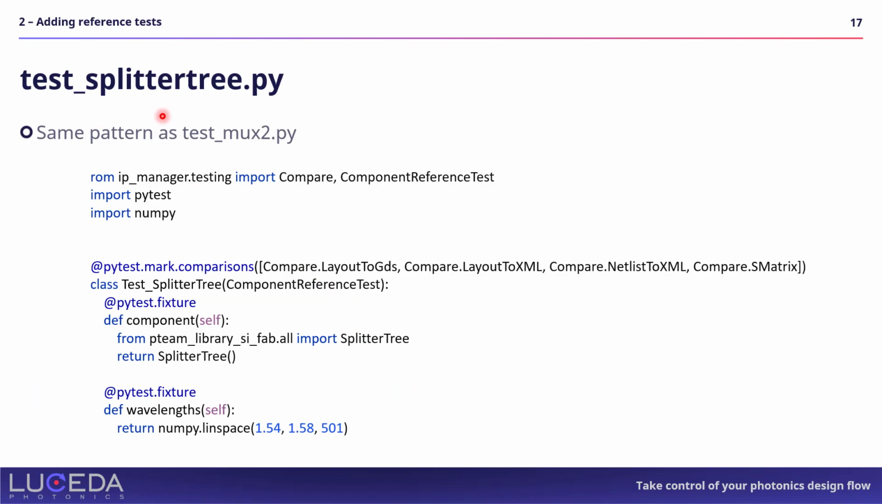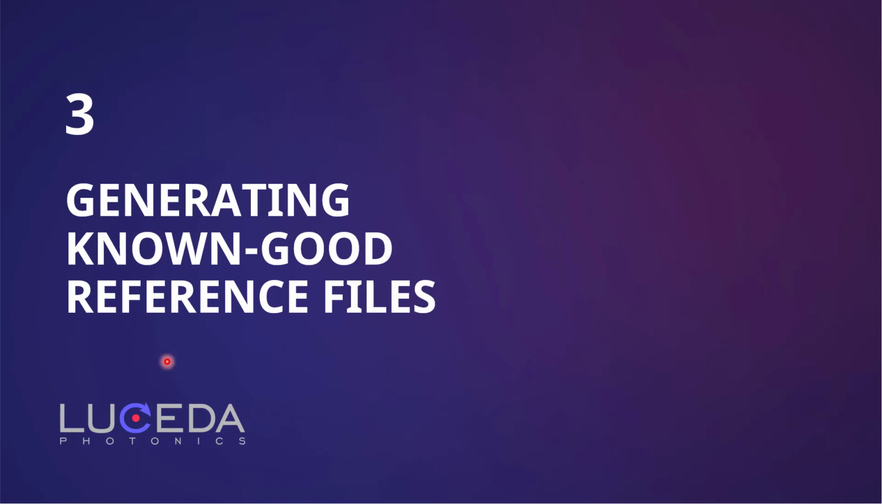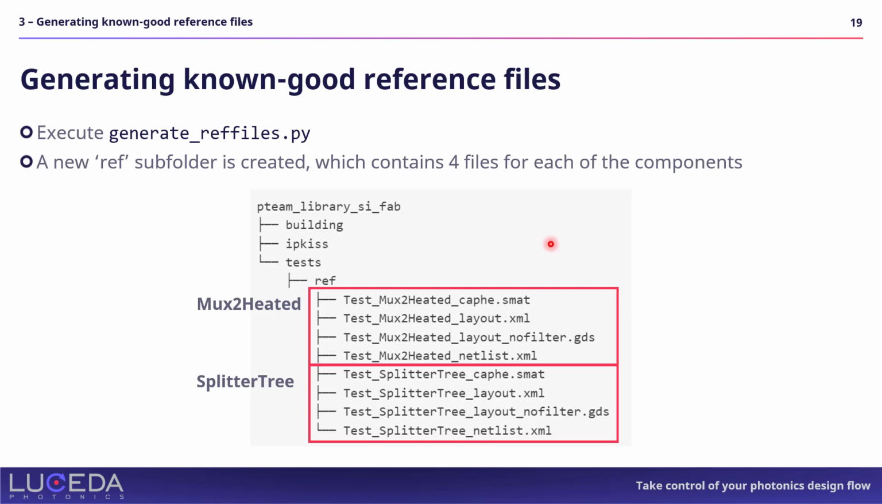The test for the splitter tree follows the same pattern as test underscore mux2.py. Let's now see how to use this test to generate known good reference files. As you've seen at the beginning of the tutorial, we can execute the generate underscore ref files.py file in order to run all the tests that we have defined. Once we execute this file, a new ref subfolder is created, which contains 4 files for each of the components.